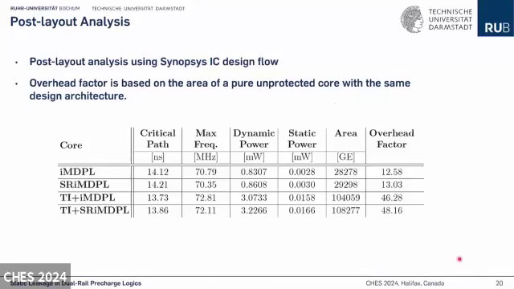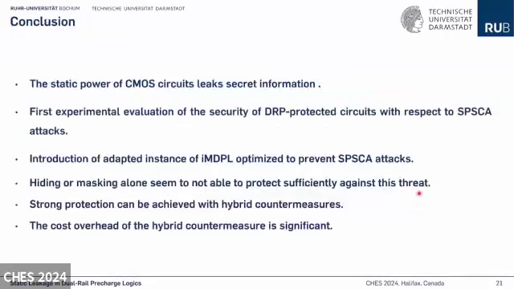In this slide, the post-layout analysis results of all 4 cores using the Synopsys IC design flow are shown. Here, all the calculated overhead factors are based on a comparison of each core and the unprotected core. In the case of non-masked cores, it is noticeable that the overhead of SR-IMDPL is not too high compared with the IMDPL. Actually, the monostable clock generator is a small single circuit and does not add much overhead to the design. And the overhead is mostly caused by inserting an extra single-rail flip-flop inside an IMDPL flip-flop.